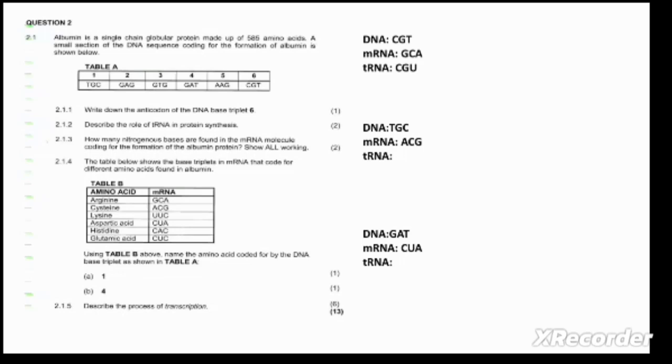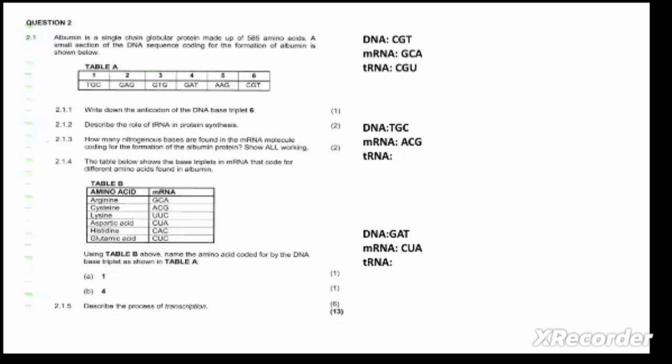So the one for number 4, GAT. Let's get the corresponding nitrogenous bases for mRNA. G pairs with C, A pairs with U, T pairs with A. So the answer is CUA. Let's look for CUA on the table. CUA, we have aspartic acid. So aspartic acid is the answer.